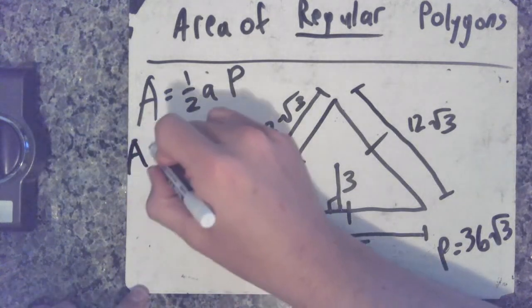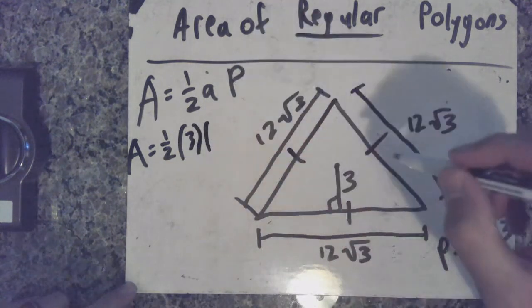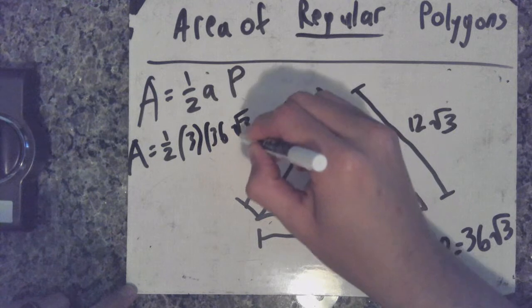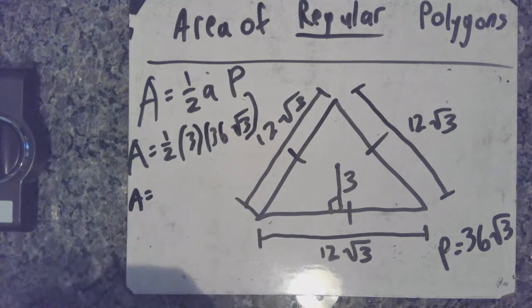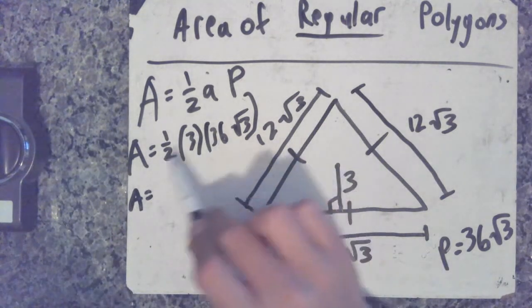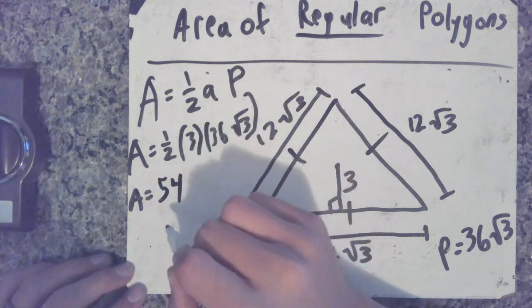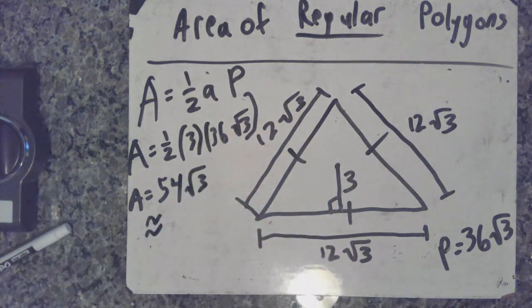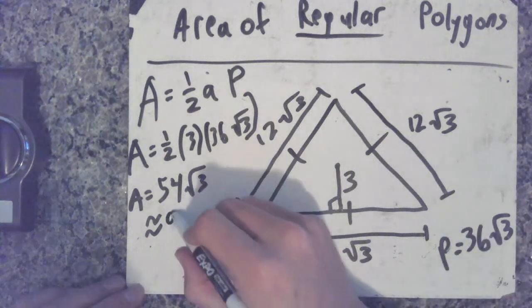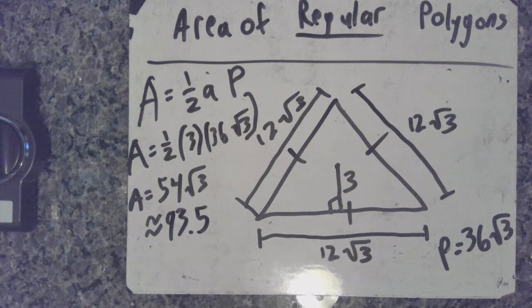So the area is equal to 1/2 times the apothem, which is 3, times the perimeter, which is 36 times the square root of 3. Then we just plug it in. 1/2 times 36 gives me 18, and 18 times 3 gives me 54. So 54 times the square root of 3 is my answer. If we wanted to round that, we could use the calculator, and we get approximately 93.5.